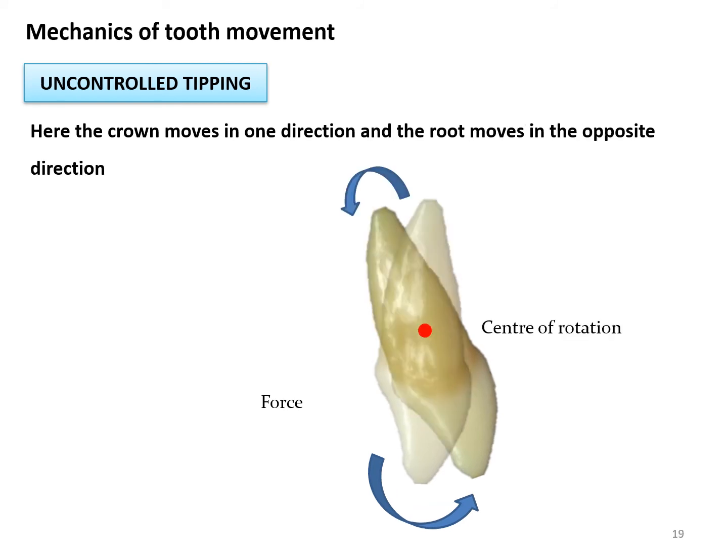So what is uncontrolled tipping? When the force application occurs, the crown moves in one direction, whereas the root moves in the opposite direction. And the tooth rotates around its center of rotation. So the movement of the crown is in one direction and the movement of the root is in the opposite direction. So that is what is known as uncontrolled tipping.